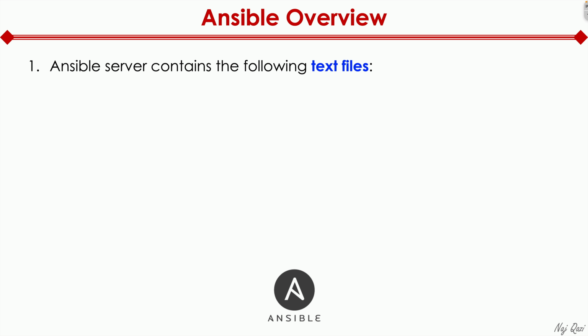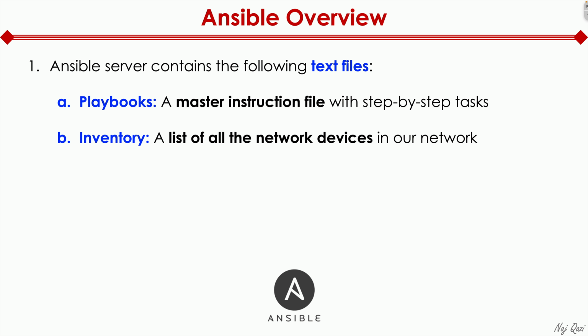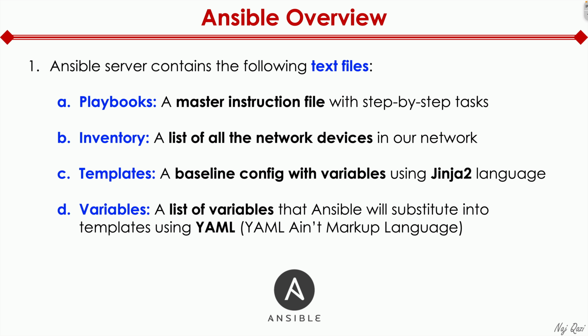Now, Ansible server contains some text files. Once you're done installing the Ansible server, there's a couple of text files that you need to be aware of. The first one is called playbooks. It's a master instruction file with step-by-step tasks. There's also another file called inventory file. It's a list of all the network devices in the network. Then there's templates. It's a baseline config with variables using Jinja2 language. And finally, there's a variables file. It's a list of variables that Ansible will substitute into the templates using YAML. And YAML stands for YAML Ain't Markup Language, which I find hilarious. Somebody got really cute with the name here.